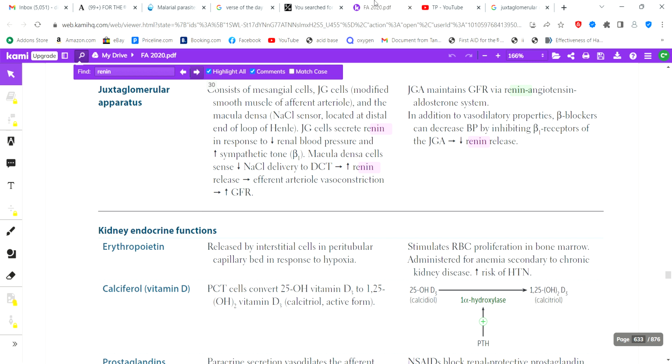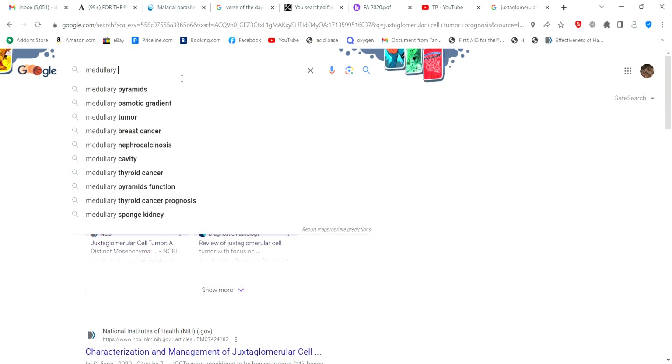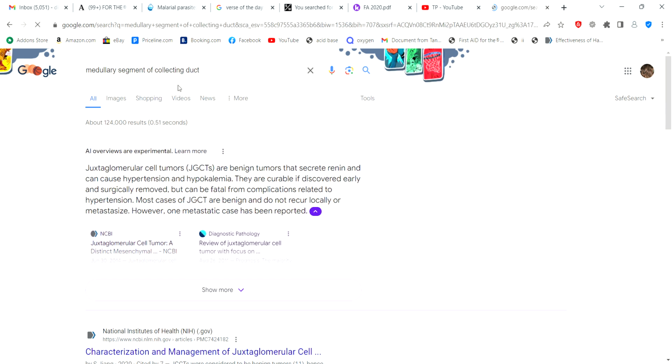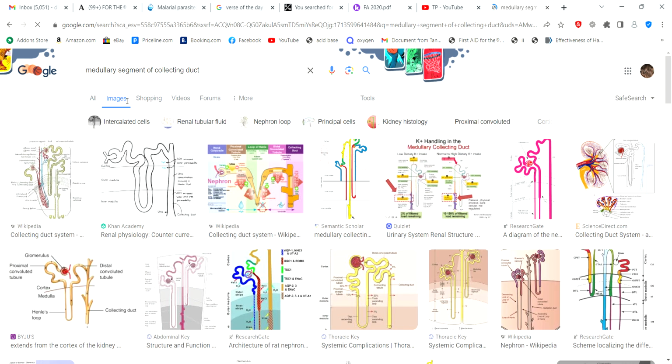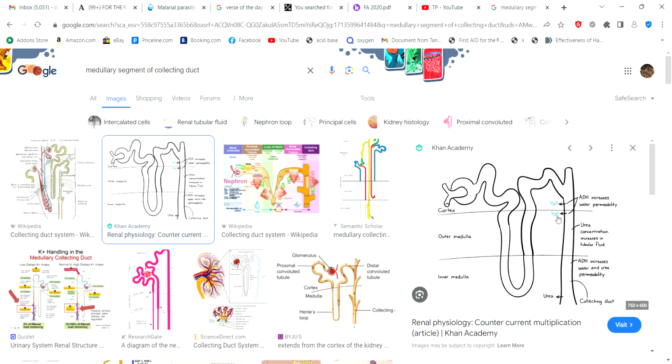144. Antidiuretic hormone acts on the medullary segment of the collecting duct to increase urea and water reabsorption, so urine becomes very concentrated. Okay, so what is the medullary segment of the collecting duct?